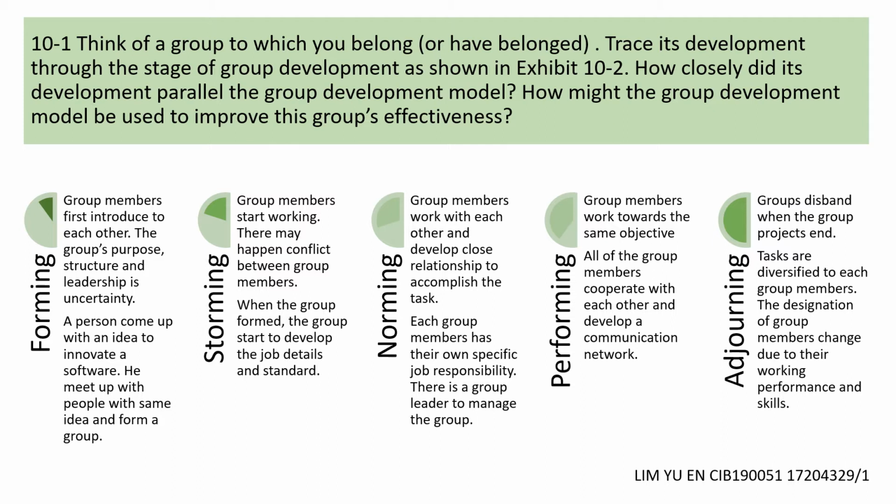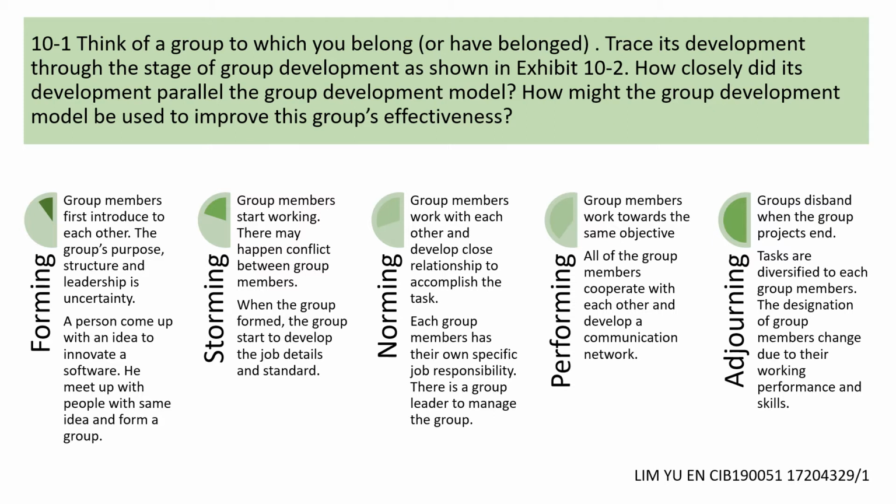Then, in the norming stage, group members work with each other and develop close relationships to accomplish the task. Group members in the performing stage work towards the same objective. In the adjourning stage, the group disbands when the group project ends.